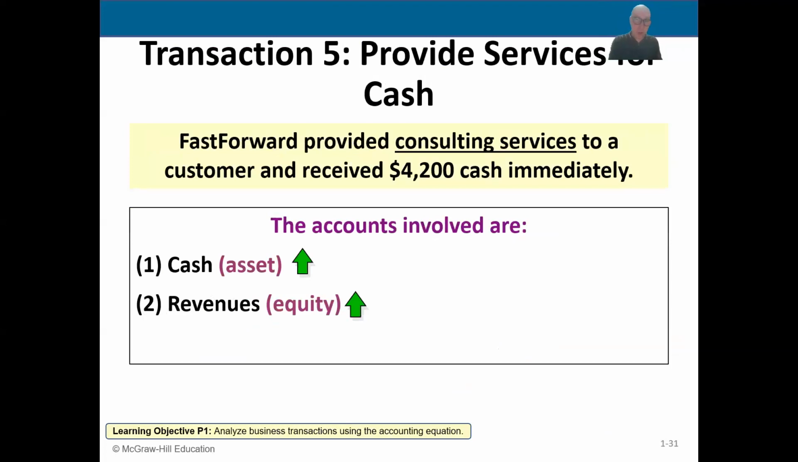Transaction 5, here we provided some consulting services to a customer. The customer paid us immediately $4,200 in cash for the service. Great. I provided the service, which means I could recognize the revenue once I provided the service. So I debit cash to increase my cash, and I credit revenue to increase my sales, my revenue. Revenue, as you recall from the expanded accounting equation, is an equity account.